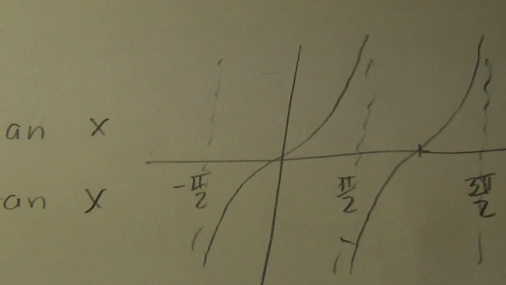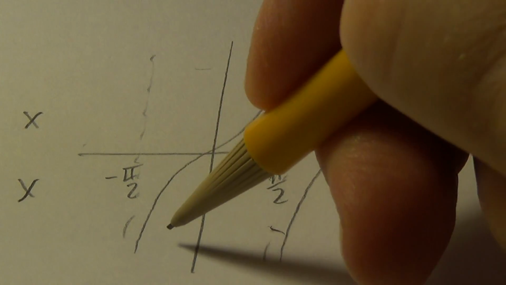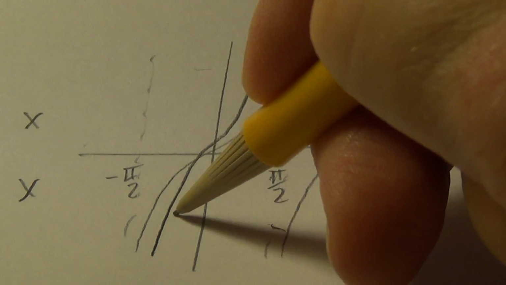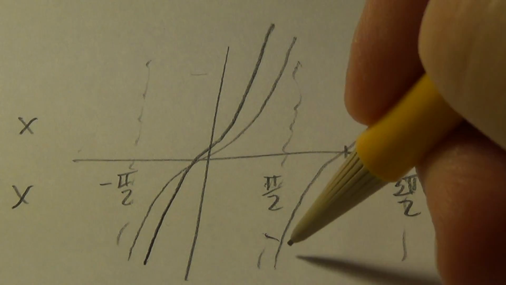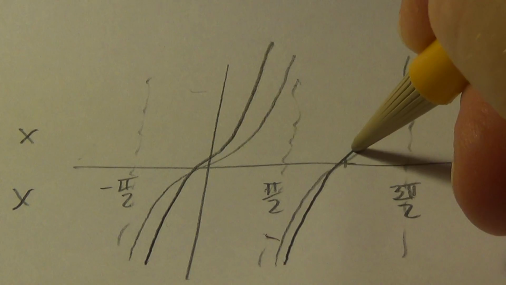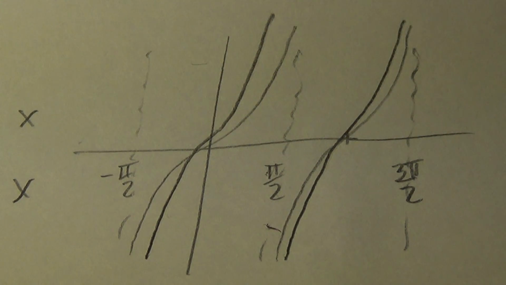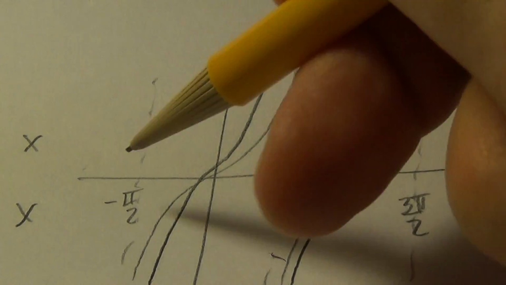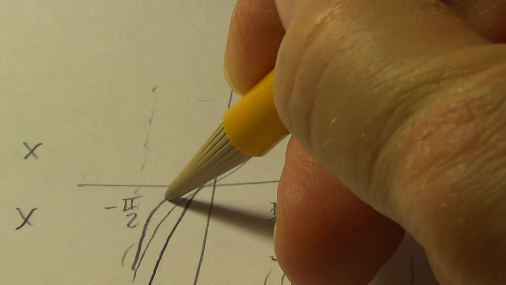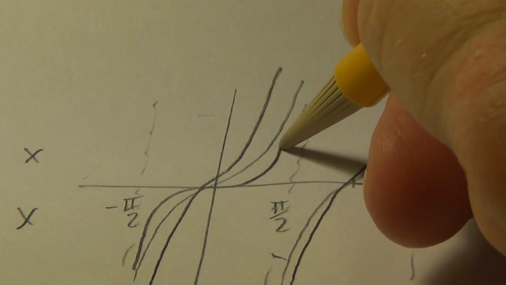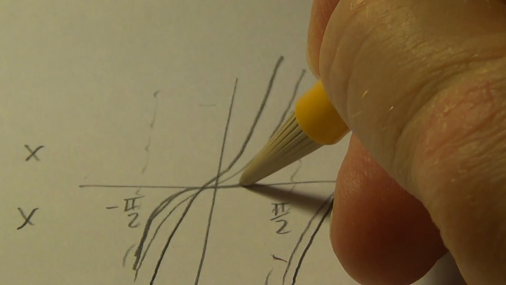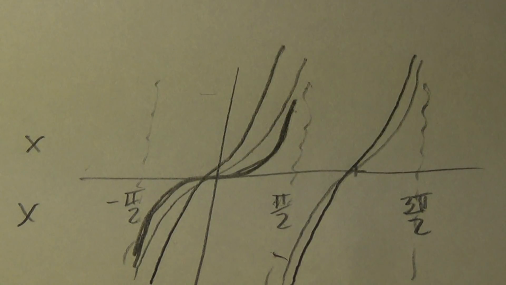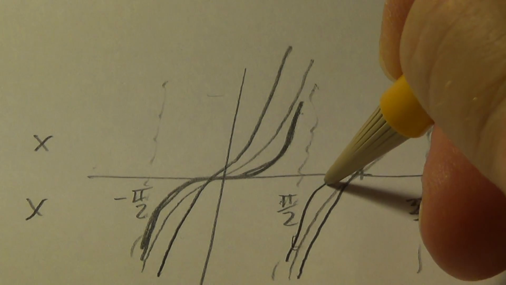When I do 3 tangent, we learned that what that does is stretch it out. So it becomes less of a wobble there, more straight. So that would be 3 tangent. And when it comes to 1/3 tangent, that has more of a wobble. So we come up and we make a little shelf there, and we go around like that. So I'll darken that one. The darkest of all is the 1/3. And of course that repeats all along.